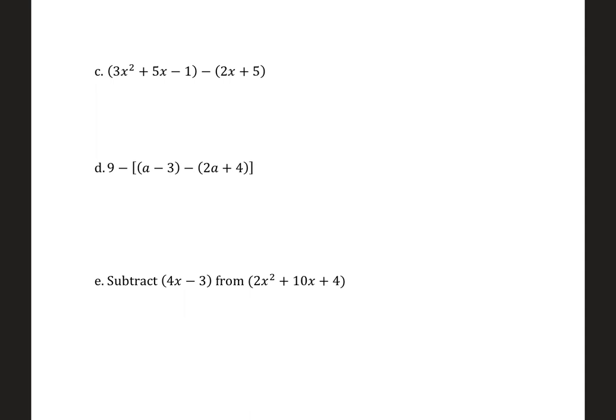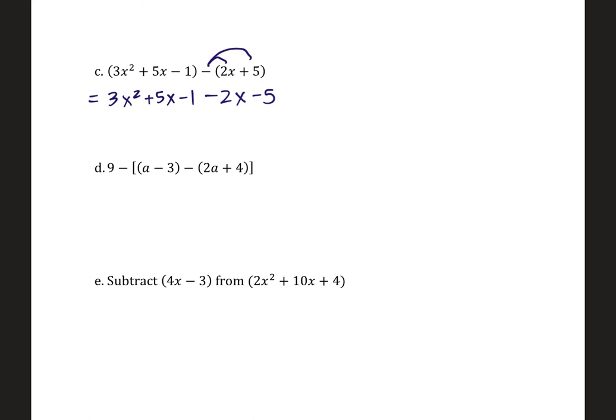Our last few examples, we have for letter C, we're combining our distributive properties. So this minus 2x plus 5, what I'm going to do is distribute that negative sign. And we know that's going to be just distributing negative 1. So I'm copying the first one the same way it appears. So 3x squared plus 5x minus 1. Then I'm going to distribute that negative sign. So negative 1 times 2x is negative 2x. Negative 1 times 5 is negative 5. Notice that all it does is change the sign of whatever's following it.